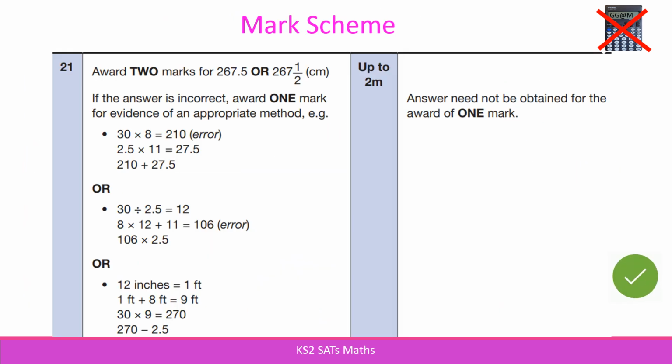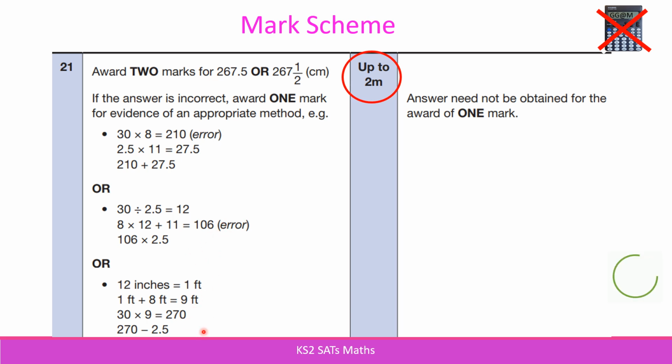The mark scheme on this question shows it's up to 2M, 2 method marks for the correct answer of 267.5. For the correct method of using 30 times 8 and then 2.5 times 11 and trying to add them, that is 1 mark. You're allowed 1 error. Same here. You could do it a different way by doing 30 divided by 2.5 to give you 12. Then do 8 times 12 plus 11. Or if you made a mistake on it, then you can get it right.